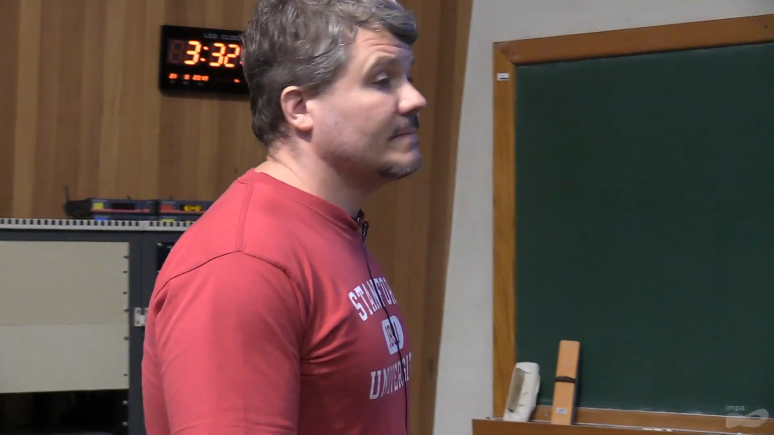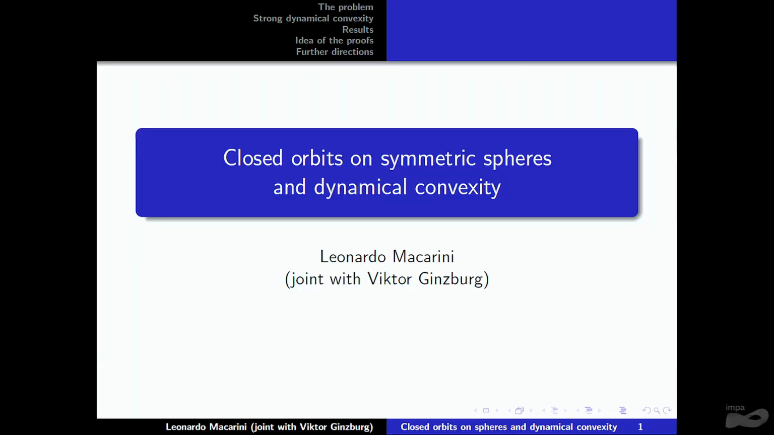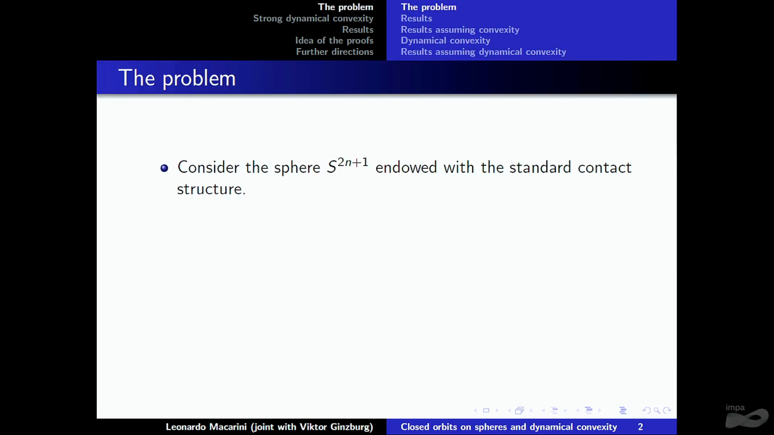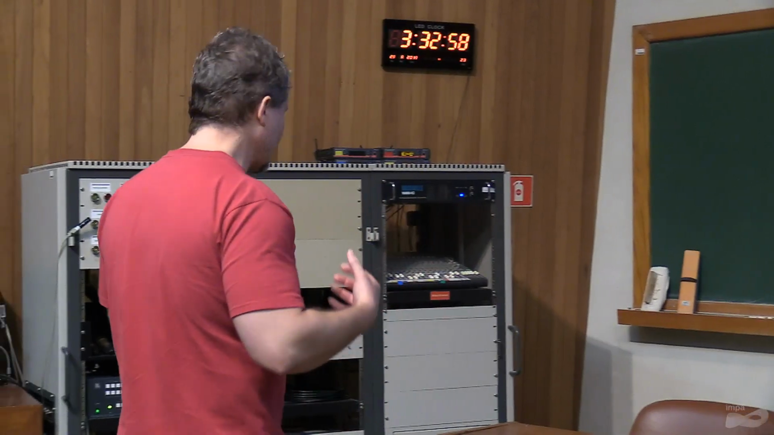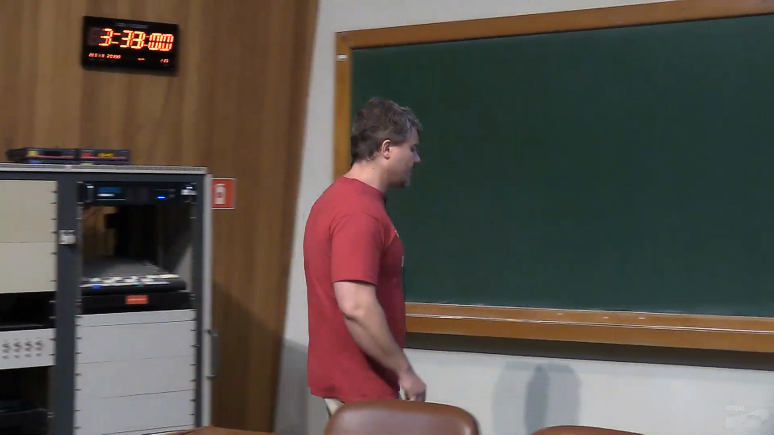Okay, so this is actually an ongoing joint work with Victor Ginsburg. Let me introduce the basic setup. We consider the sphere, of fixed dimension 2n+1, with the standard contact structure. And then, given a contact form supporting this standard contact structure, I denote by P the set of simple periodic orbits of alpha. First, what I mean by periodic orbit of alpha is the following.